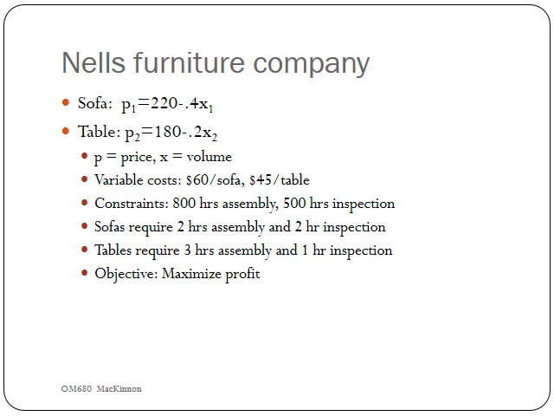So let's take a look at Nell's Furniture Company. The demand curve for sofas is 220 minus 4.4x. For tables, it's 180 minus 0.2x. P is the price, X is the volume. The variable costs are $60 a sofa and $45 a table. We have two constraints, 800 hours of assembly and 500 hours of inspection. Sofas require 2 and 2, tables require 3 and 1, and the objective is to maximize profit.